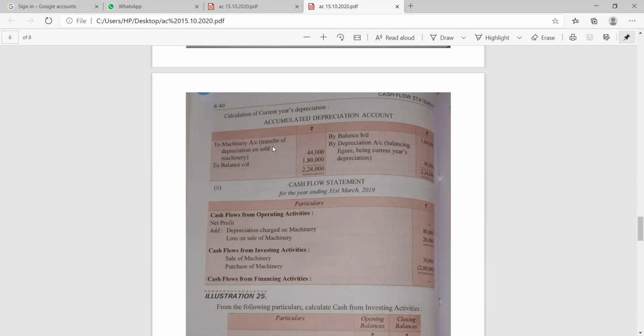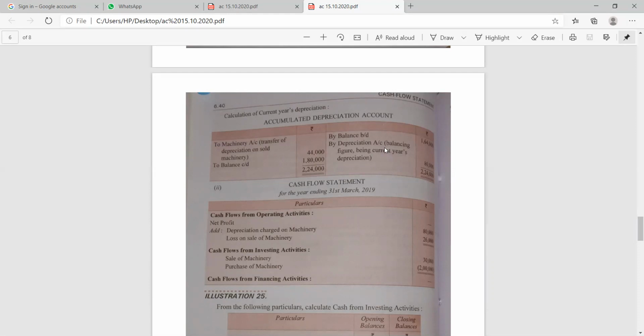Accumulated depreciation account, the depreciation given on the machinery sold, the entry will become accumulated depreciation account debit to machinery account. As the value of machinery is reducing, machinery account will be credited, and depreciation is a kind of loss for the business, so it will be debit. The entry will become depreciation account debit to machinery account, and in accumulated depreciation account, it will be posted like to machinery account. Now we have three values: opening and closing value, as well as the depreciation on machinery. Now what to do? By getting the balancing figure, we will get the 80,000, that is the current year depreciation.